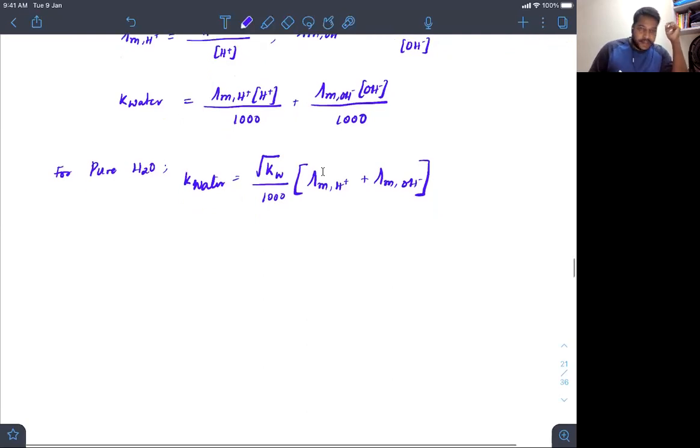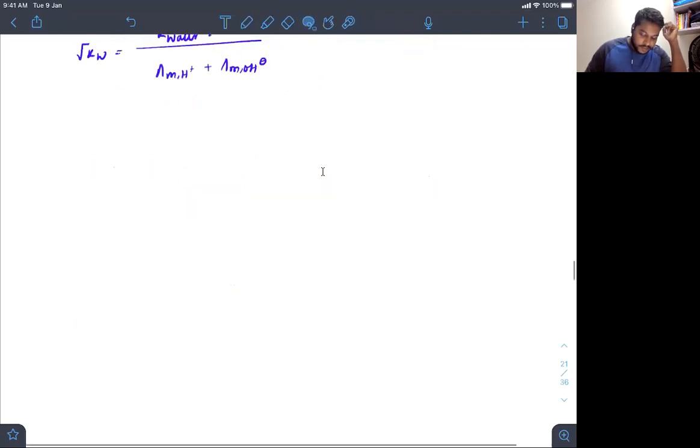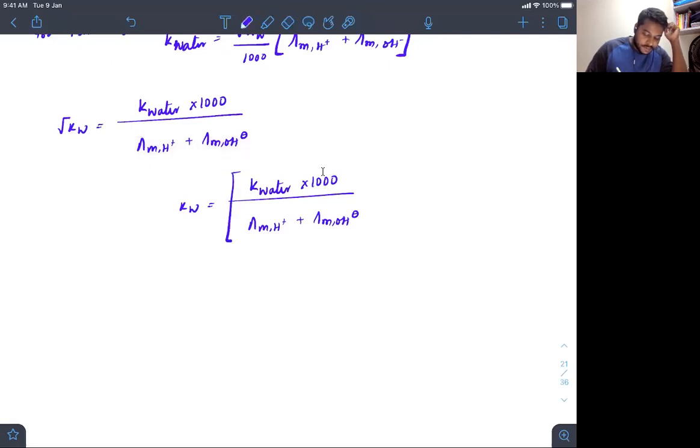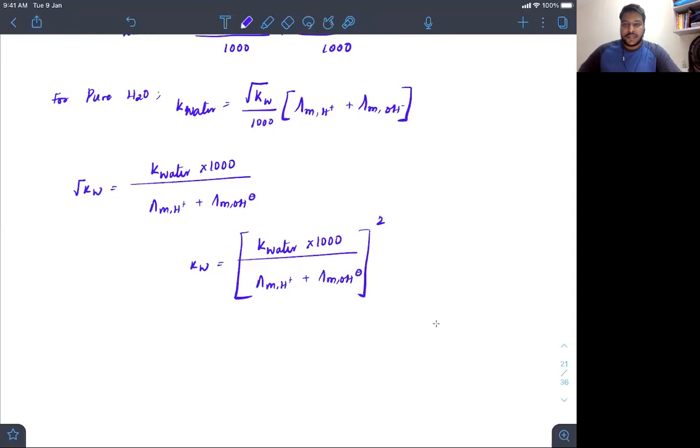So from here, I can write K of water into 1000, that whole divided by lambda m of H plus lambda m of OH minus, that is equal to under root of KW, and from there I will get the KW value as square of this. So all of these we calculate experimentally, and from there we calculate KW. That's how we got that KW value as 10 raised to power of minus 14. Okay, students?